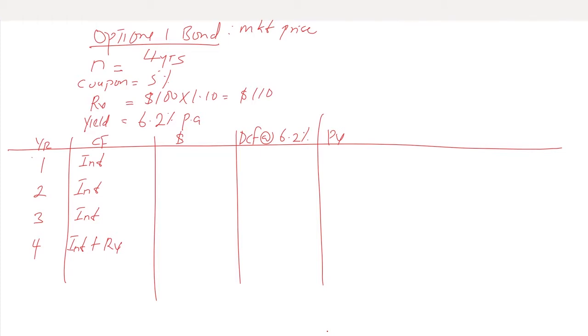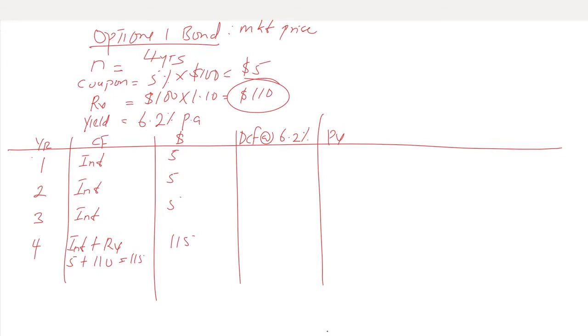Now, interest here is 5% times the nominal. The nominal is 100, so our interest is $5. So that means in year 1, I'm receiving 5, year 2, 5, year 3, 5. Now in year 4, the interest is 5, the redemption value is 110, don't forget. So that means in year 4, I'm actually receiving 115. Okay? I'm receiving 115. Now let's get the discount factor.